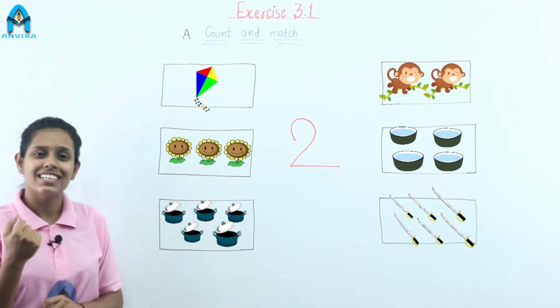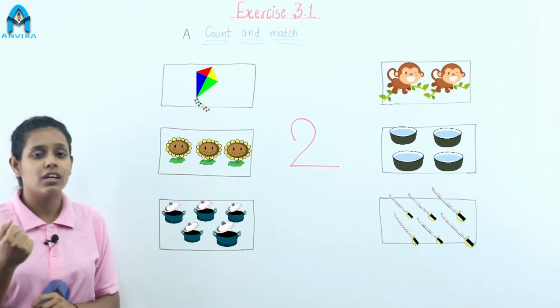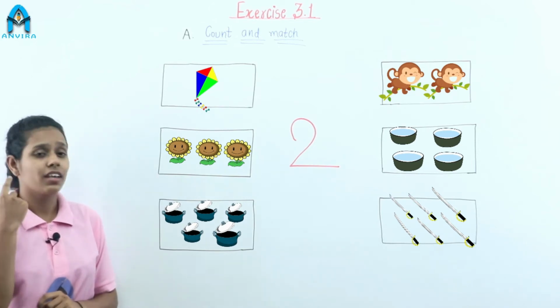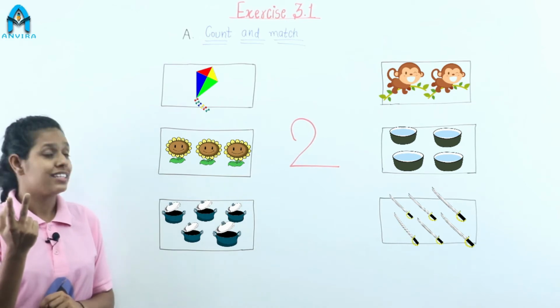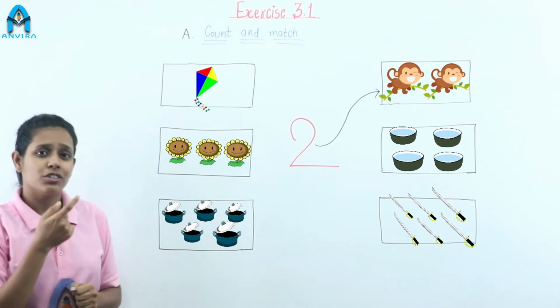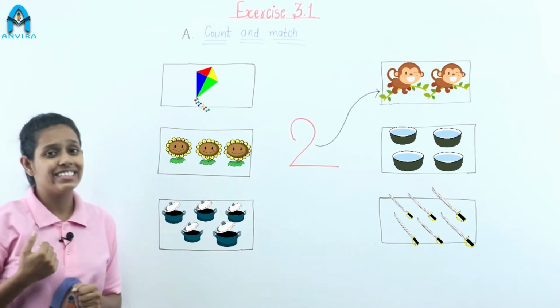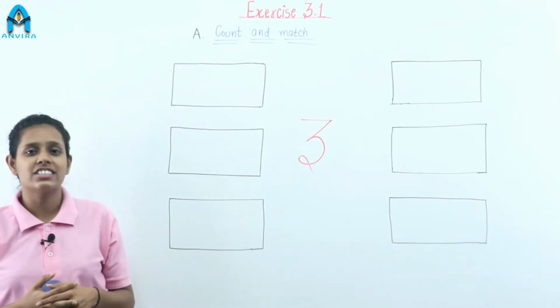Look at the next picture. What is this? Monkeys. How many monkeys? Let's count. 1, 2. Is it right? We match this. Now we match 2 monkeys with number 2, just like this. Now look at the next question.